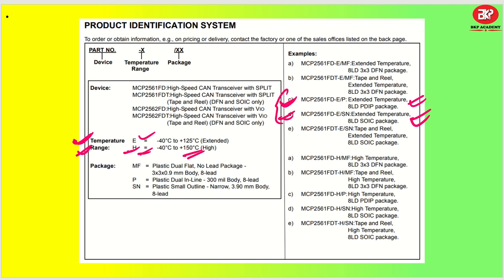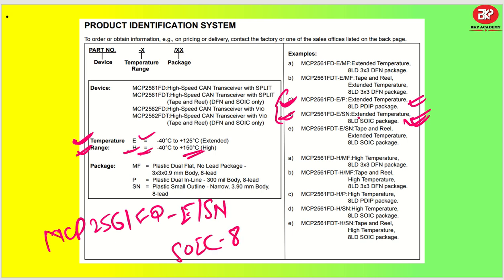I am going to take up this particular part number, which is MCP2561FD-E/SN. Let me write the part number here properly: MCP2561FD-E/SN. This is my SOIC 8 package.